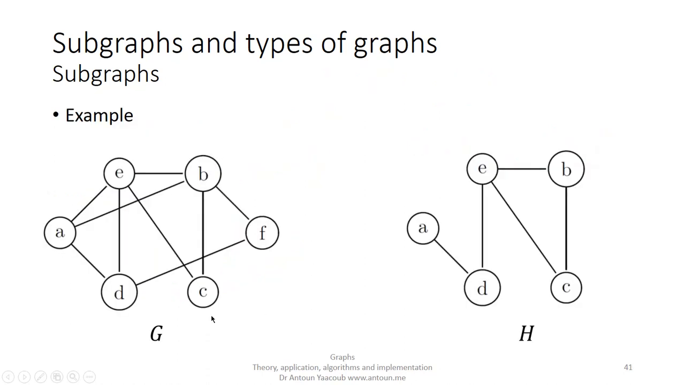So I have here a graph G, and here I have a graph H. As you can see, graph H is a subgraph of G because I have removed F. So obviously I will remove its edges, and also I have removed some of these edges. I have removed the edge AE, the edge AB. So H is a subgraph of the graph G.